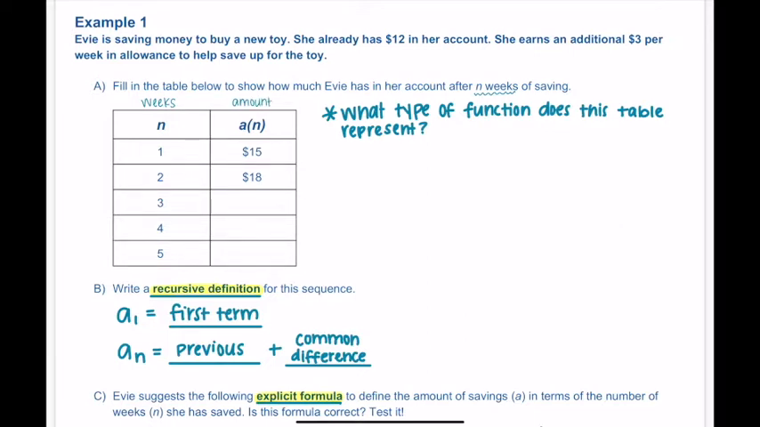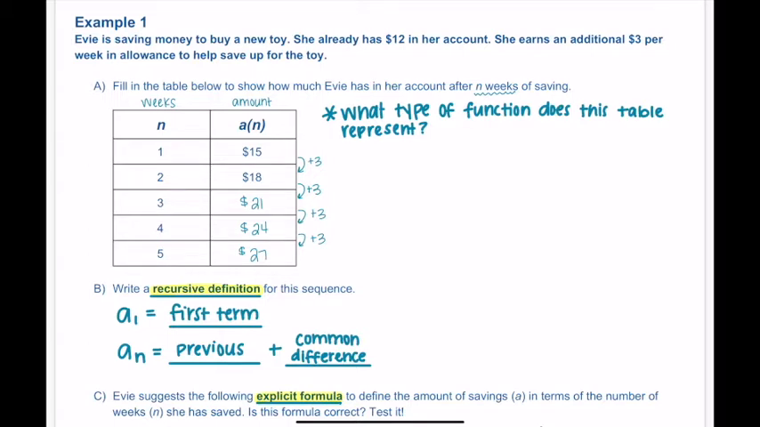In this table, we can see that after 1 week, she has $15. After 2 weeks, she has $18. So what was the difference there? It was an addition of $3. So in the third week, she would have $21, and we would find that by adding 3. And then we would add 3 again, and in the fourth week, she would have $24. If we did that one more time, in the fifth week, she would have $27.